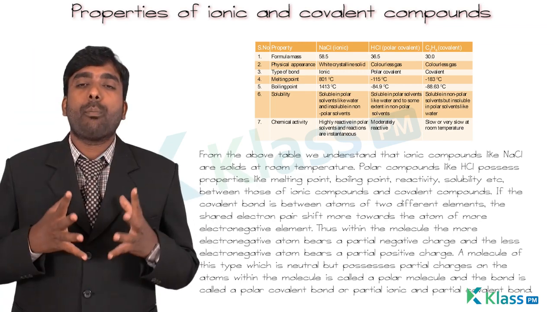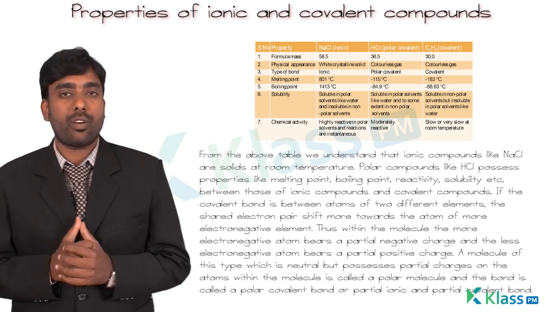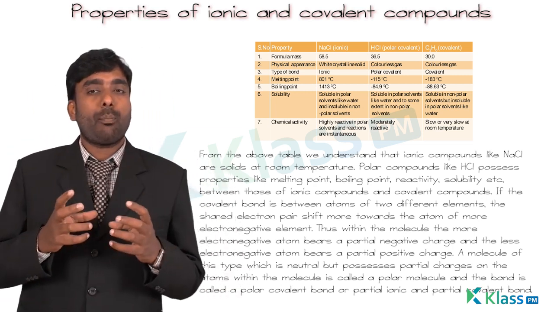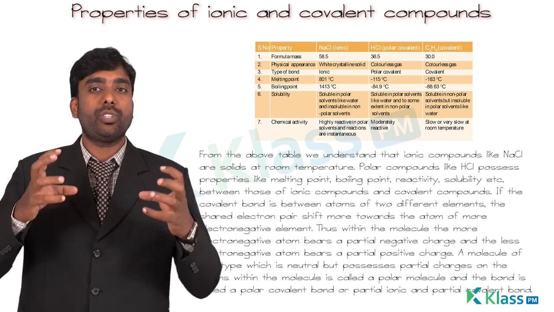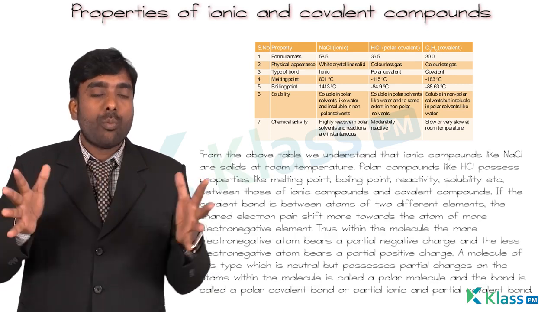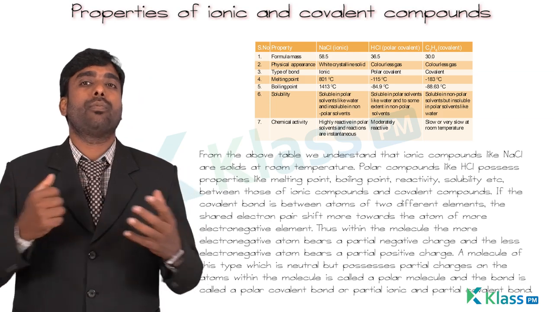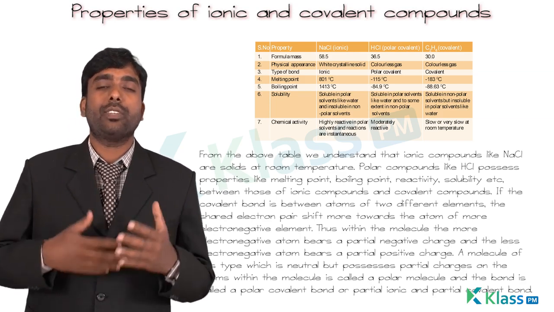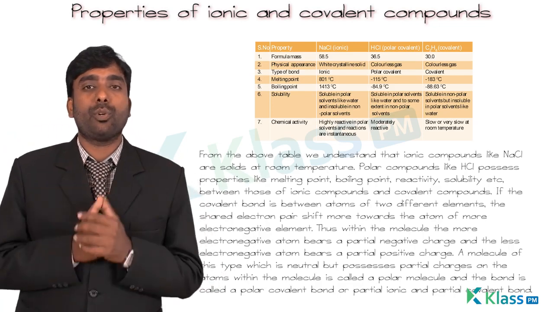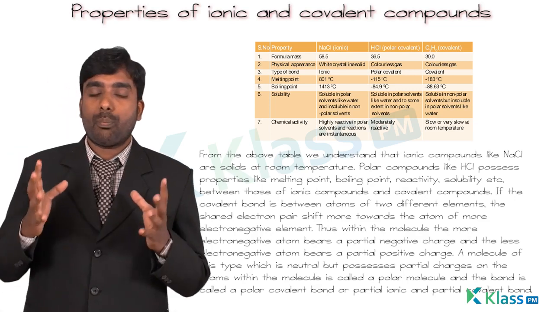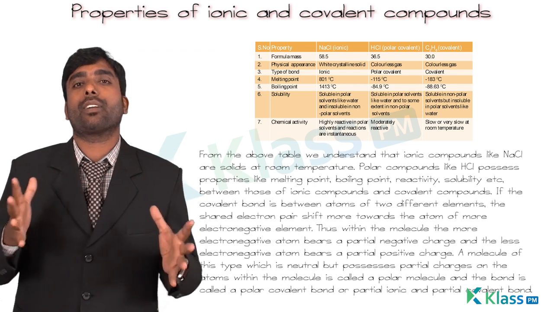Next point, ionic compounds are poor conductors of electricity. Why? Because in ionic compounds, the ions are in fixed positions. Their positions are fixed, they do not move. If there is no movement, how will electricity pass? In physics we learn that the movement of free electrons is nothing but the passage of current. But here the ions are not moving, they have fixed positions. That's why ionic compounds are poor conductors.